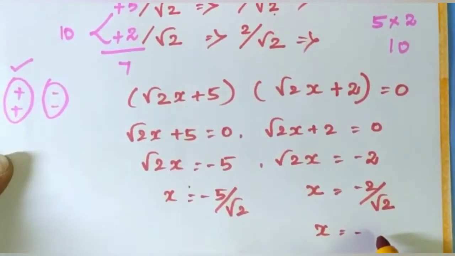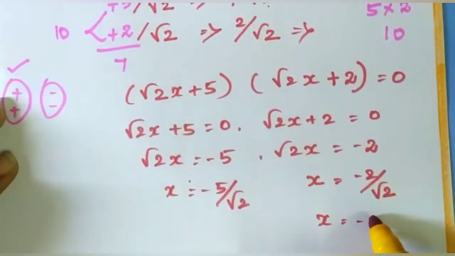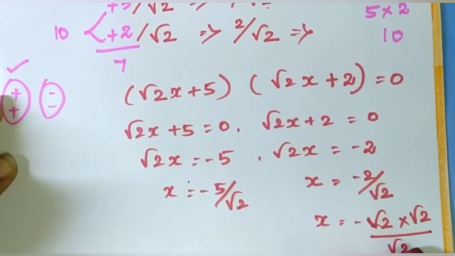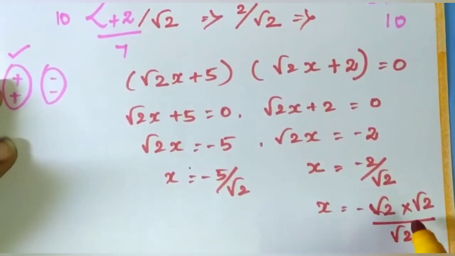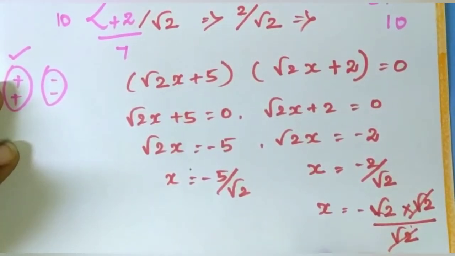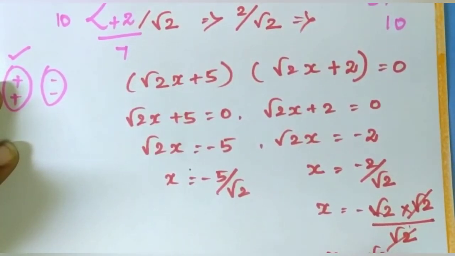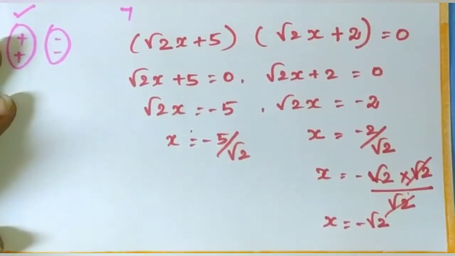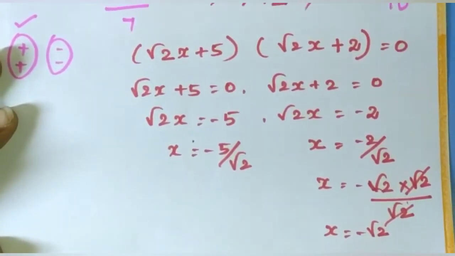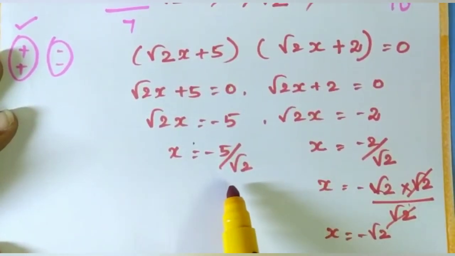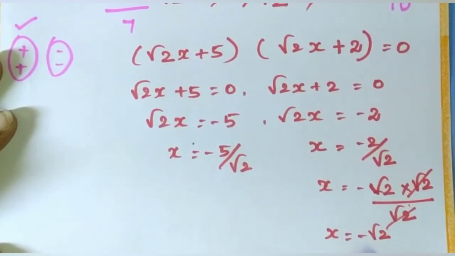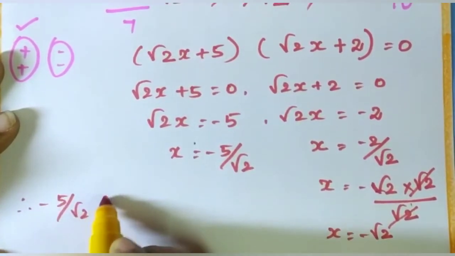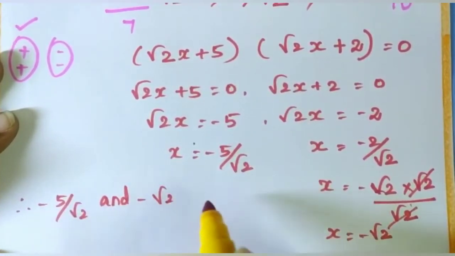We can write this 2 as root 2 into root 2. Okay, like this we can write, and we can cancel the root 2 and root 2. So x is equal to minus root 2. We can cancel like this also. Clear? So we got the two distinct and real roots. One is minus 5 by root 2 and another one is minus root 2.